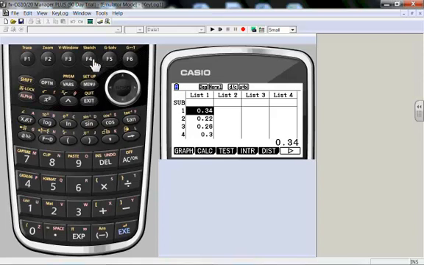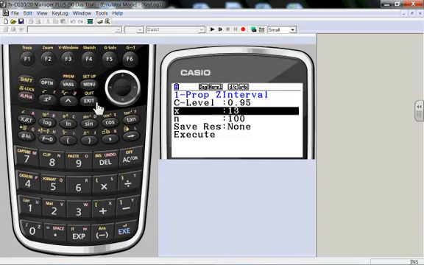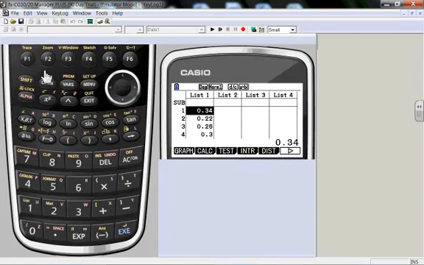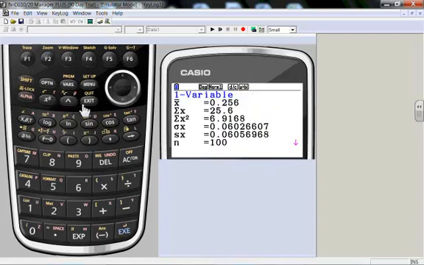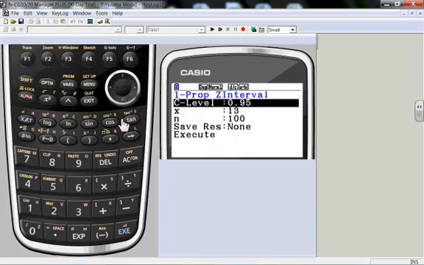Again, I want to do my confidence interval. This is a proportion, so I'm going to go a z interval, one proportion z interval. 95% confidence. I should probably look at my one variable statistics here. .256. One proportion.